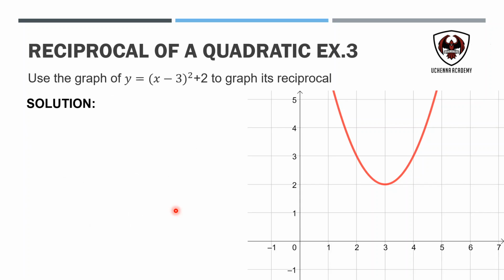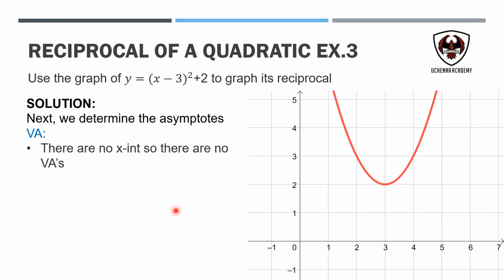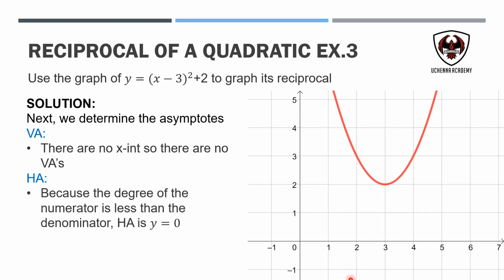So how will that help us determine what the reciprocal looks like? The vertical asymptote, well, because there's no x-intercept, there's not going to be any vertical asymptote. So we were kind of stuck because we will only have the horizontal asymptote. Again, that's still the same. The vertical asymptote does not exist, but the horizontal asymptote is at y equals 0. So that is right here.